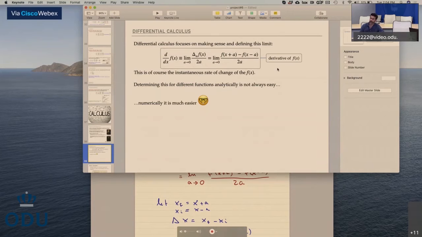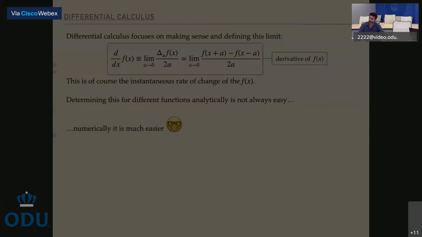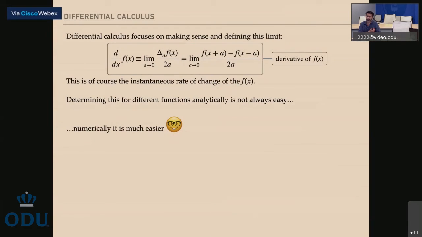Okay? And so this whole thing, this limit, I already said a few times, is known as the derivative of f as a function of x. And this is, of course, the instantaneous rate of change of the function, right? You're taking the change in the function divided by the interval over which that function has changed, and you're taking the limit as the interval goes to 0.